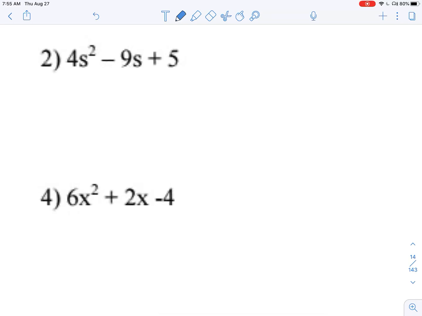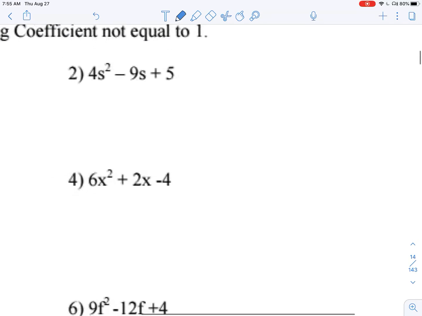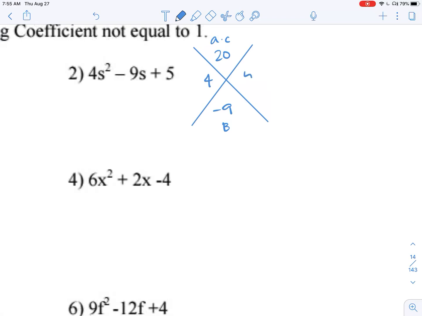All right, same thing here. I'm going to start out with the big X. A times C at the top, B at the bottom. 4 times 5 is 20, and a negative 9. So what two factors of 20 will combine to give me a negative 9? I've got 1 and 20, 2 and 10, 4 and 5. So that 4 and 5 will give me 9, and both of them will need to be negative.